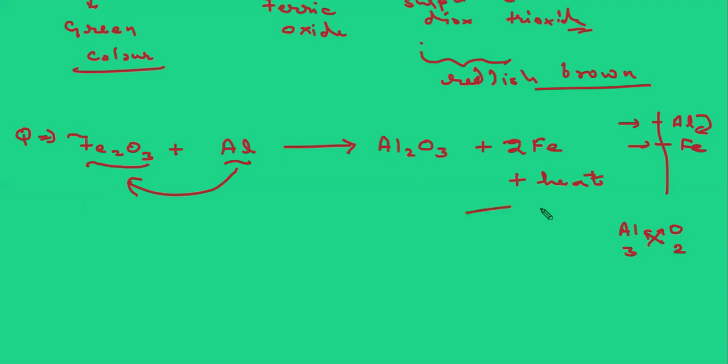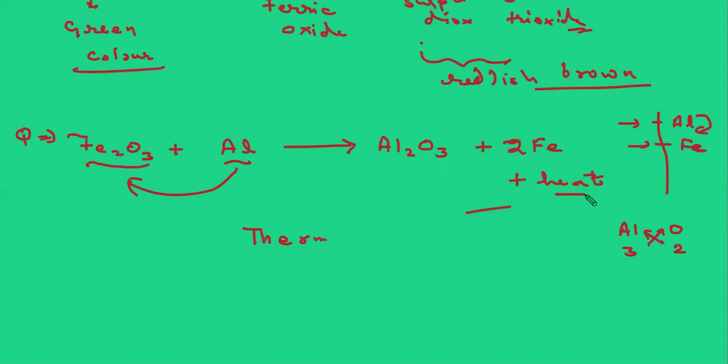So it is also an exothermic reaction, and it is also a displacement reaction. So Fe2O3 plus Al will form Al2O3, and Fe will remain as it is. So we have to remember this reaction. This reaction is very important. Why? Because this reaction is known as the thermite reaction, because heat is being produced.